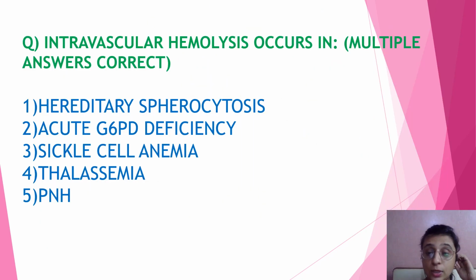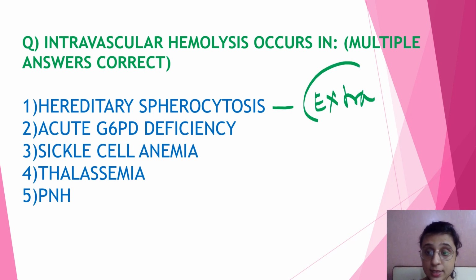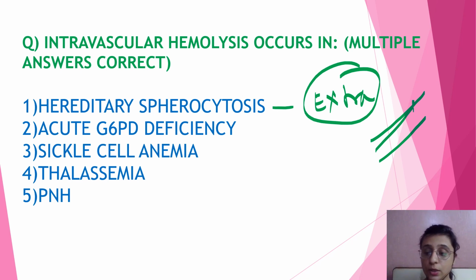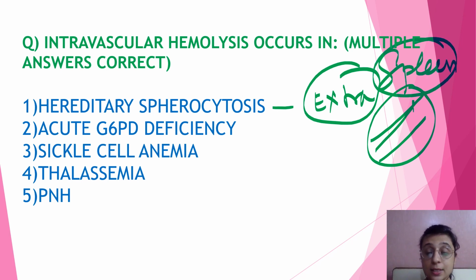So, intravascular hemolysis occurs in which conditions? If you remember the basics, in hereditary spherocytosis there is more of extravascular hemolysis, because these spherocytes, when passing through the splenic sinusoids, will undergo hemolysis within the splenic sinusoids. The most common site of extravascular hemolysis is the spleen.